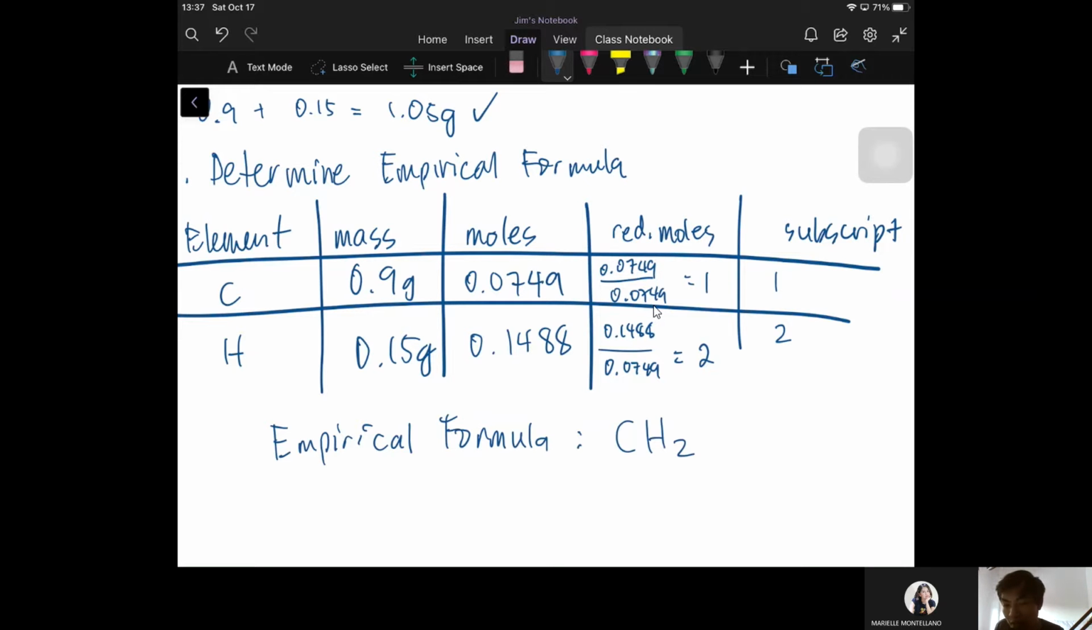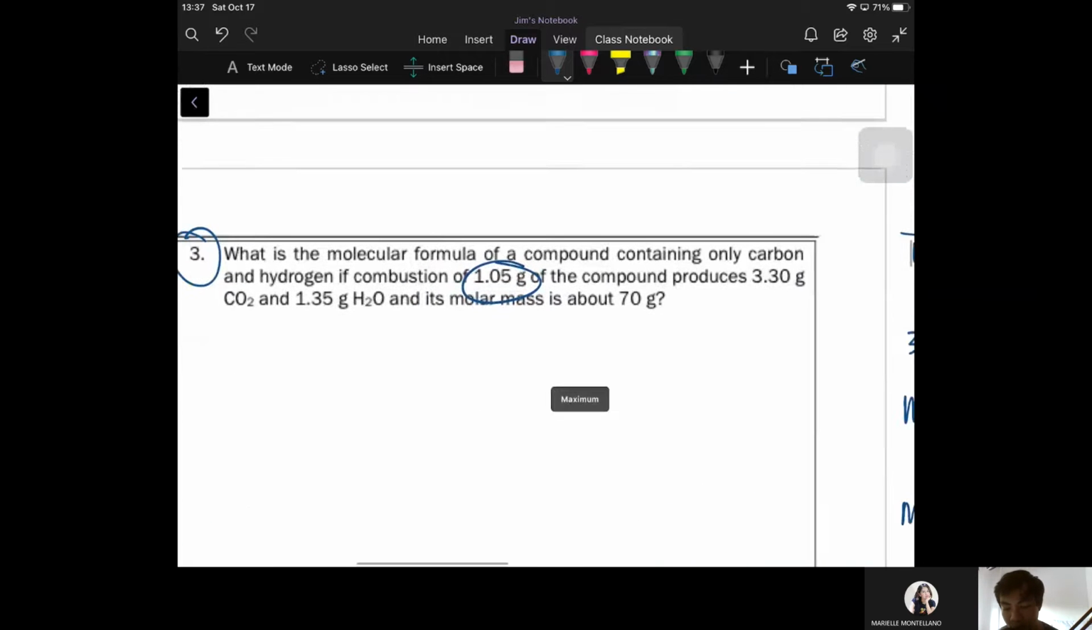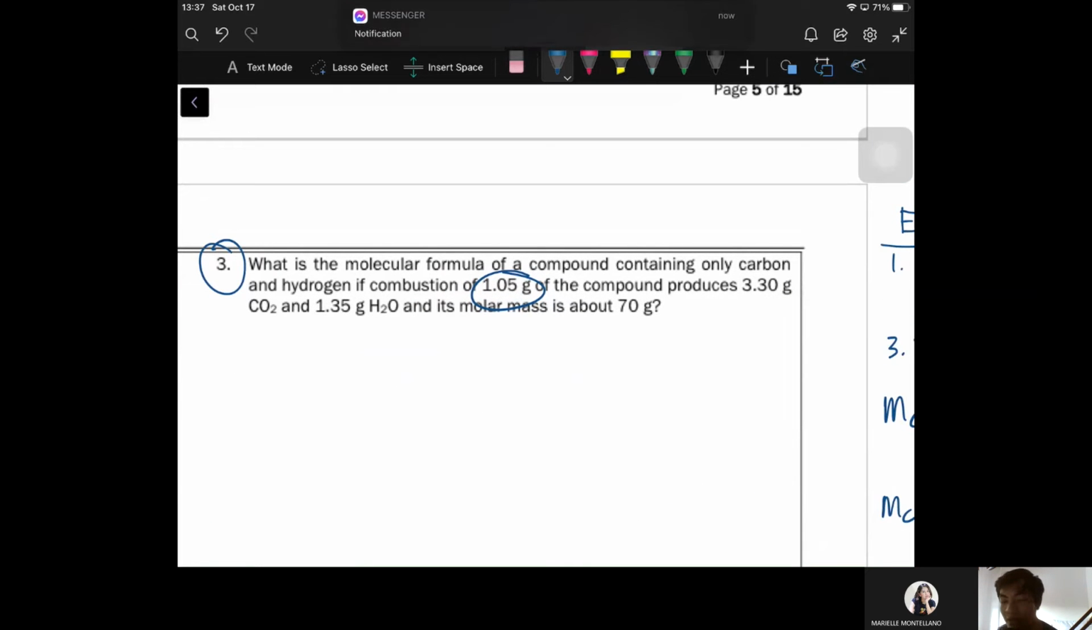Okay, so yan yung empirical formula niyan. So kung yan yung tanong, pwede na tayo huminto dyan. Hinto ka na dyan sa CH2. Pero ano ba yung tanong? Tingnan natin yung question. Sabi dito sa problem, what is the molecular formula eh? So formula yung hinahanap, hindi empirical formula. I mean, molecular formula yung hinahanap.